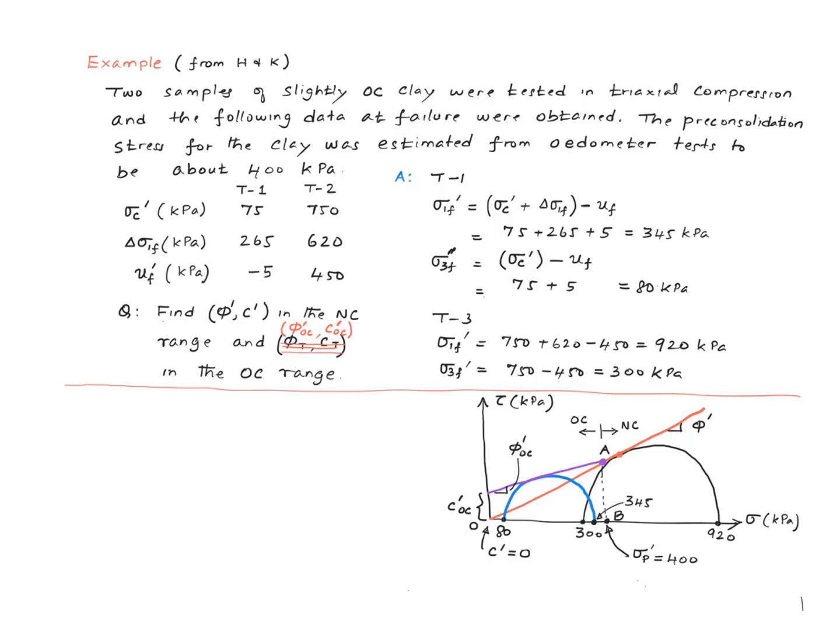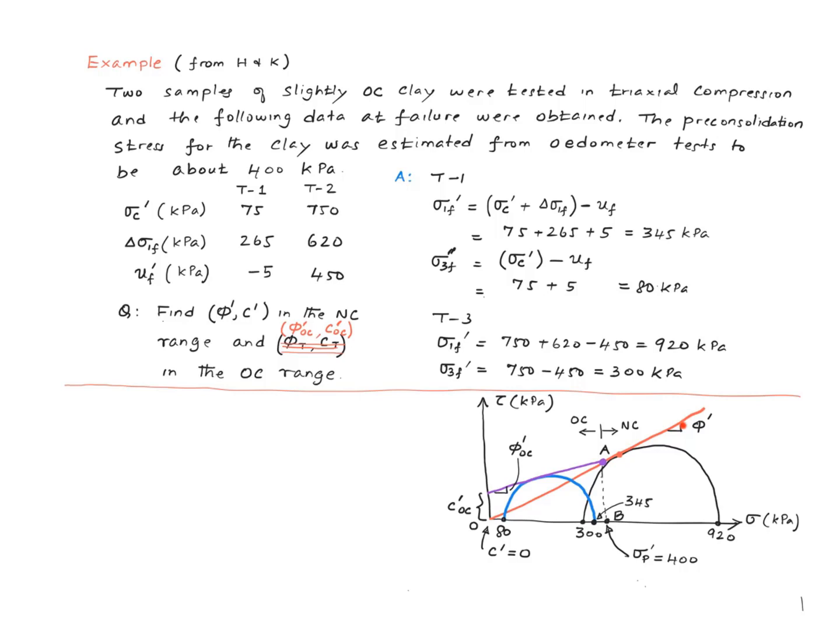So once you have that constructed, you just have to measure the friction angle phi prime OC and the cohesion C prime OC. So that's how you do it graphically. You can see it's pretty easy to do. And if you were to solve this analytically, this is what you would do.